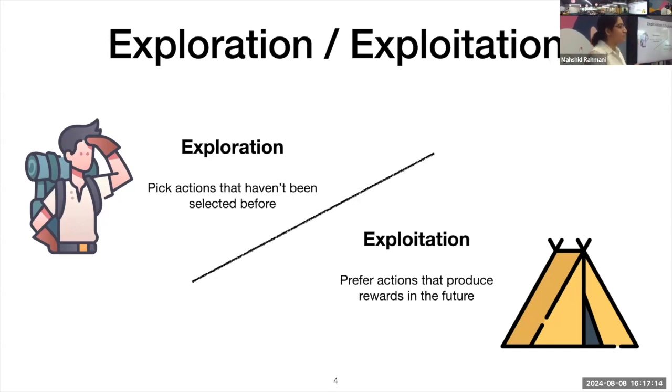So here we have an example. For example, you're going camping. You want to set up a tent. You find a nice spot, but maybe there's a nicer spot someplace else. So you will have to look. So it's a trade-off. It's really not solved yet in RL. My work will focus on the exploration part. I want to give a method for exploration that maybe works better.